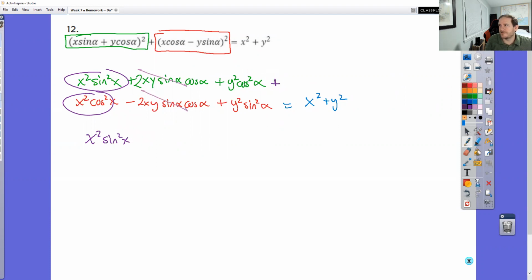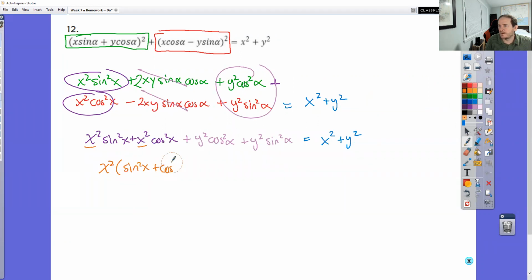Because technically there's a plus sign here. So it's this term plus this term. And then also pair up the terms that have y squared. Wondering, is that x squared plus y squared? So the next step from here is, well, since x squared is common, we can factor it out. To be left with just sine squared x plus cosine squared x, which of course is the Pythagorean identity. So it's equal to 1.